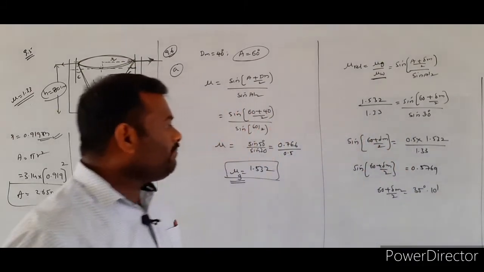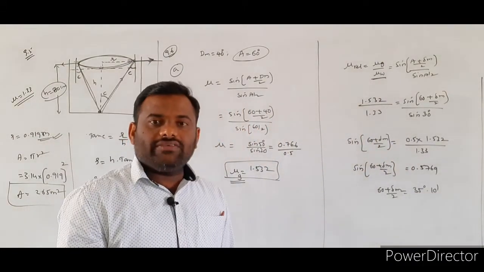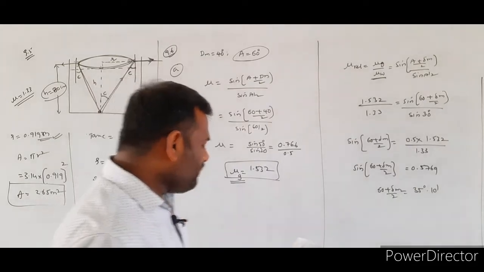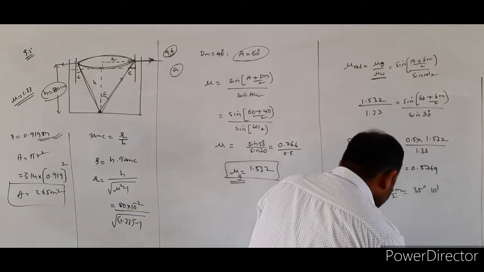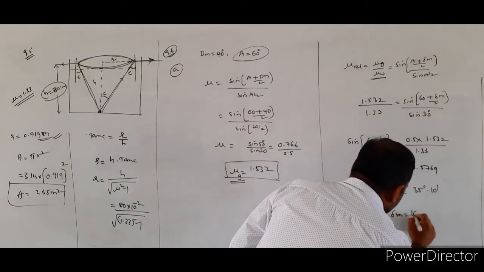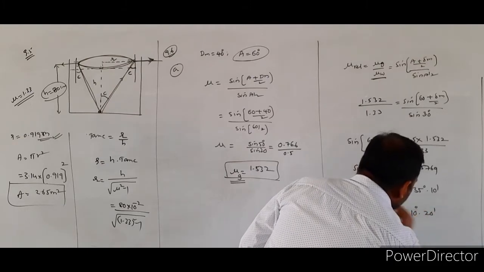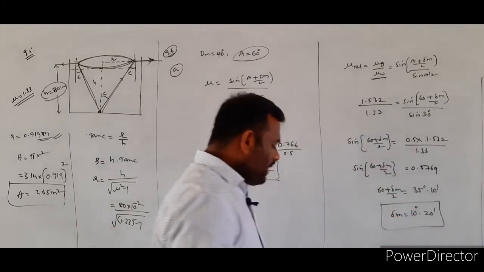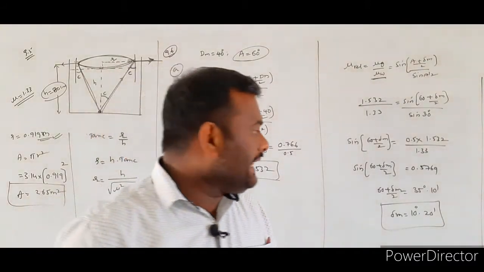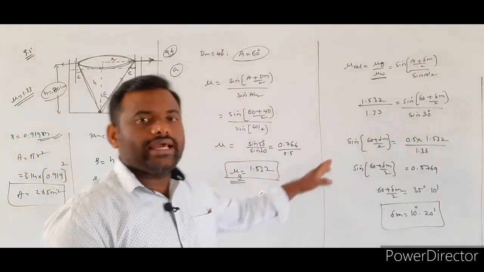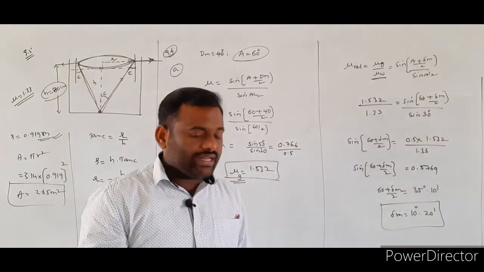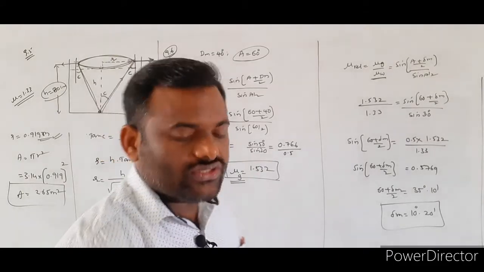60 plus delta m by 2 value is equal to what? 35 degrees 10 minutes. If you simplify, delta m value is equal to 10 degrees 20 minutes. So, what is the new angle of minimum deviation? 10 degrees and 20 minutes. So, like this we have to calculate the numerical number 9.6. Numerical problem.